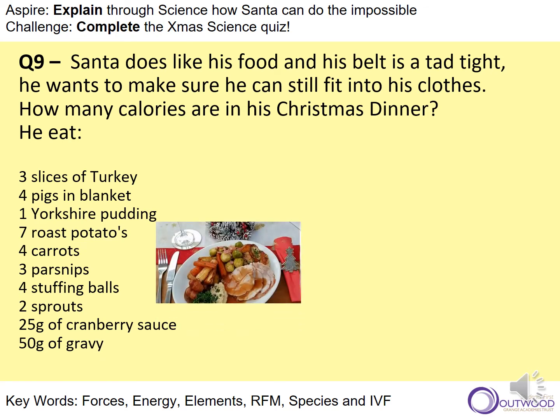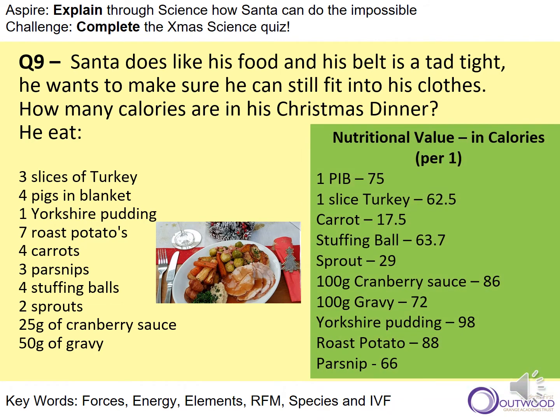There's his beautiful meal. Now, for you to work anything out, you need some nutritional values. So, per 1, these are the nutritional values. 1 pig in blanket is worth 75 calories. 1 slice of turkey is worth 62.5. 1 carrot is 17.5 calories. A stuffing bowl is 63.7 calories. A sprout is 29. 100 grams of cranberry sauce is 86. 100 grams of gravy is 72. A Yorkshire pudding is 98. A roast potato is 88. And a parsnip is 66. So they're the nutritional values of each of those.